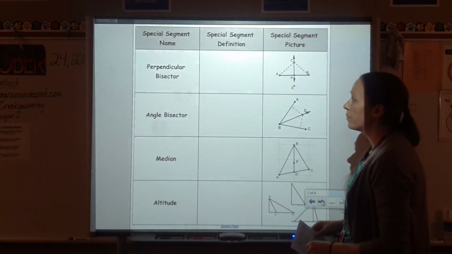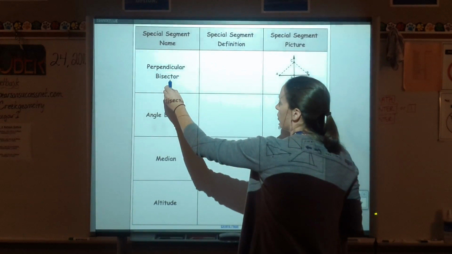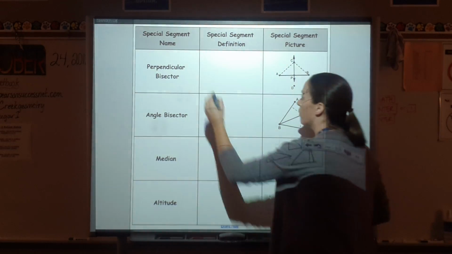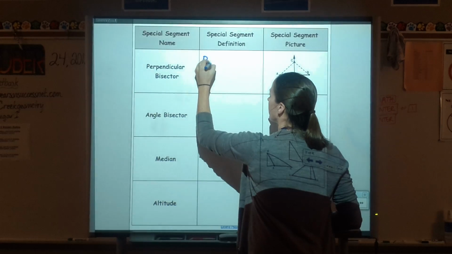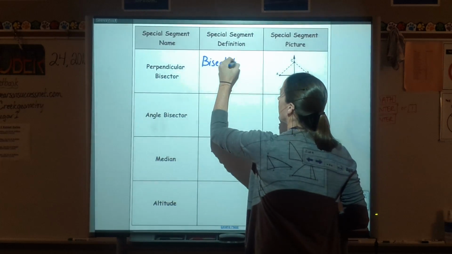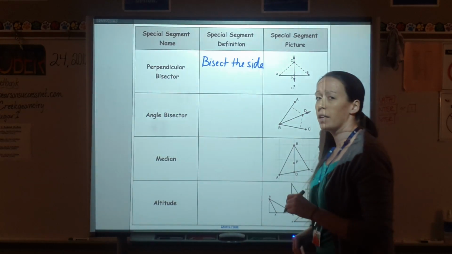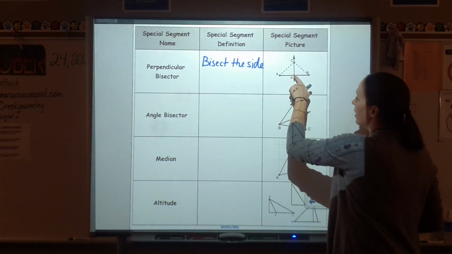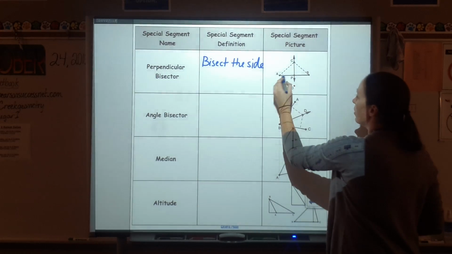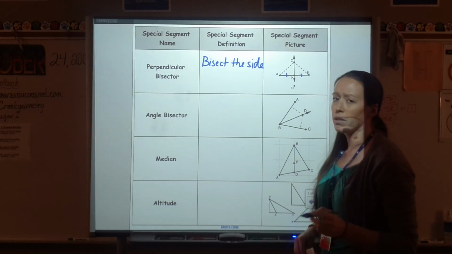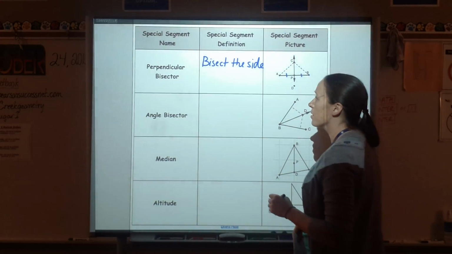Starting off with the first one. A perpendicular bisector is a special segment in a triangle, and it's going to do 2 things. First, it's going to bisect the side. What does that look like in the diagram? That means point P is the midpoint of segment AB, and let's add some tick marks there. So first off, a perpendicular bisector will bisect the side.